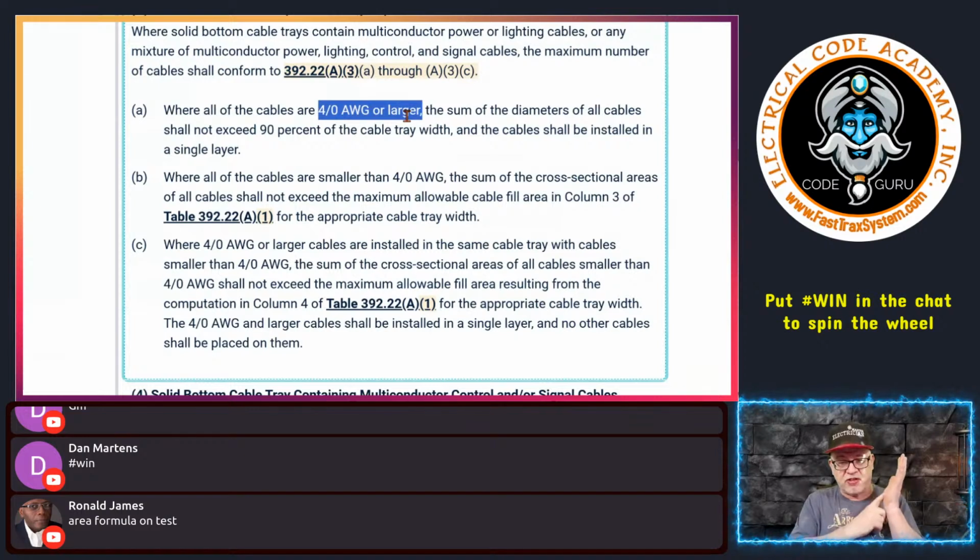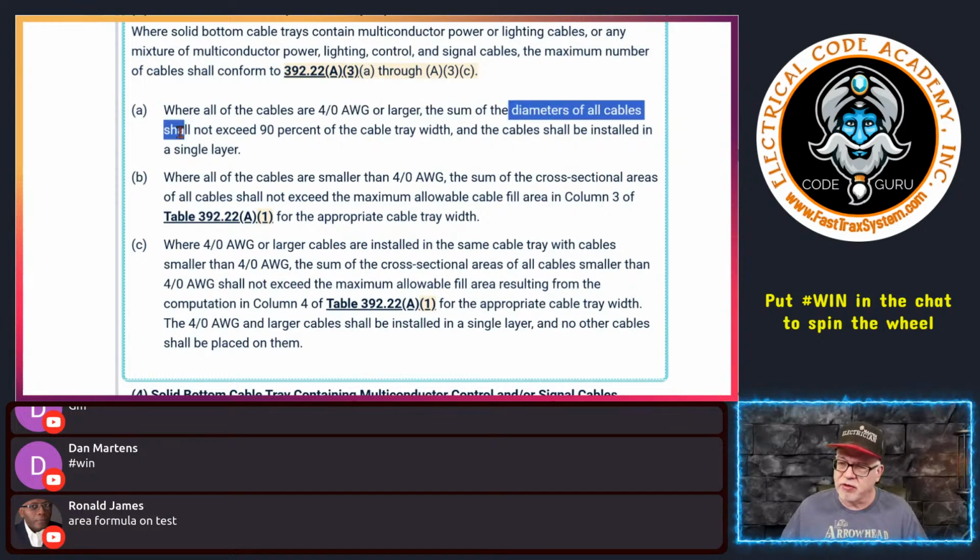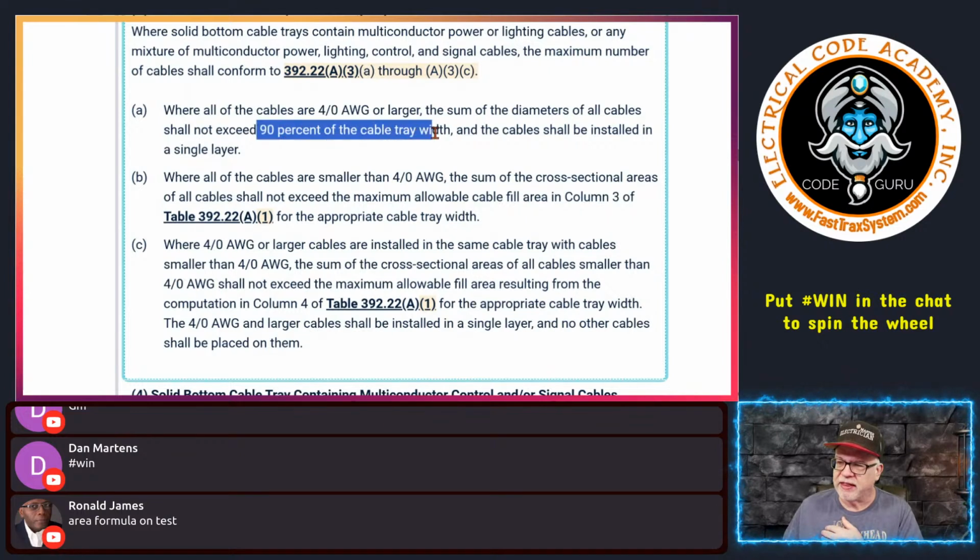Okay, again, now we're talking solid bottom. It says where they're 4/0 and larger, the sum of the diameters of the cables. Okay, so we have to know what the diameter is. So go to the manufacturer, get that information off their product sheet like we just saw me do earlier. Get those values. And basically it says the sum of the diameters of all cables shall not exceed 90% of the cable tray width. And the cables shall be installed in a single layer.